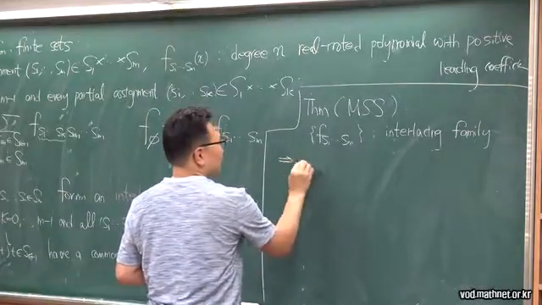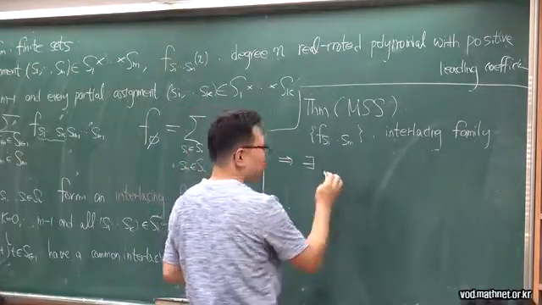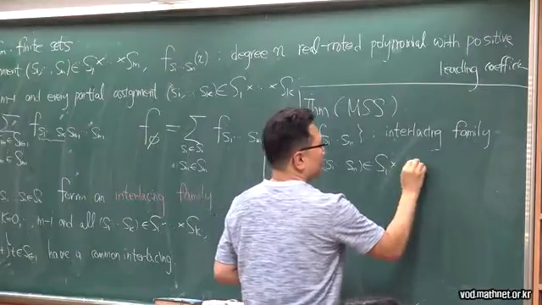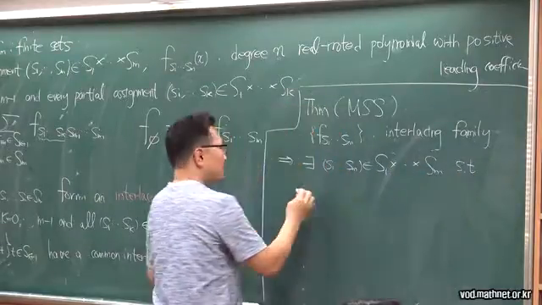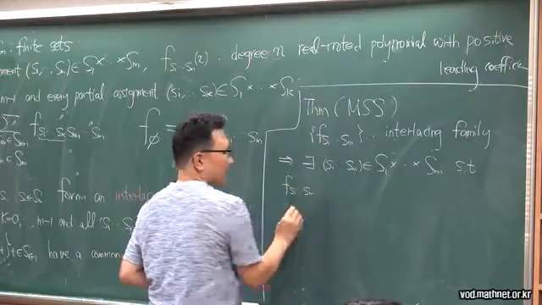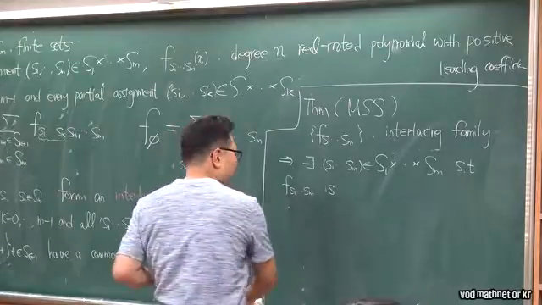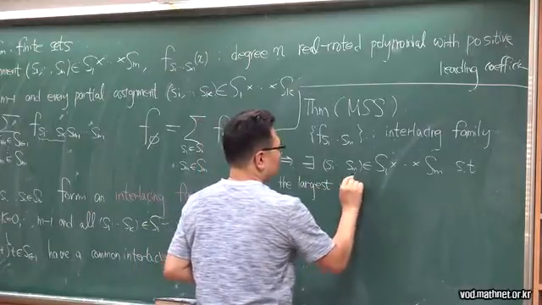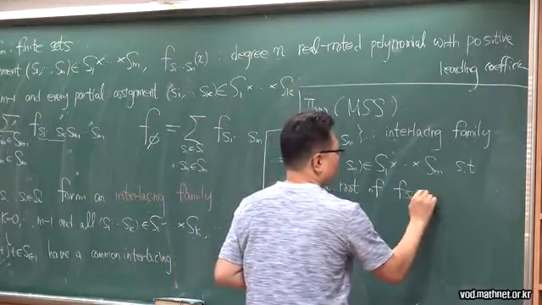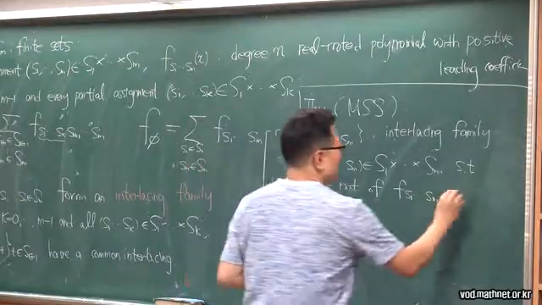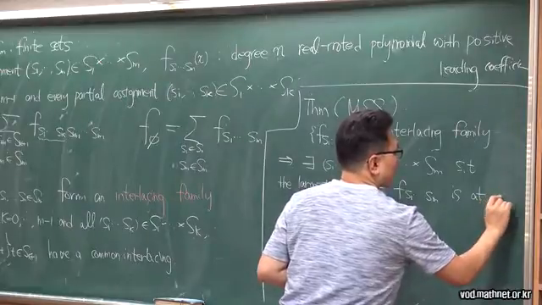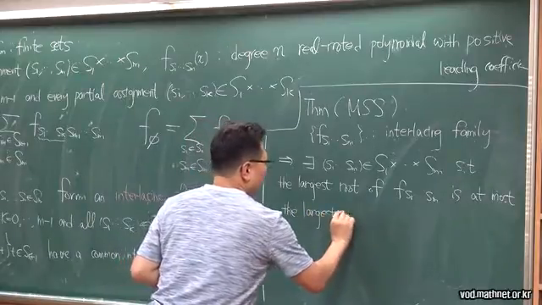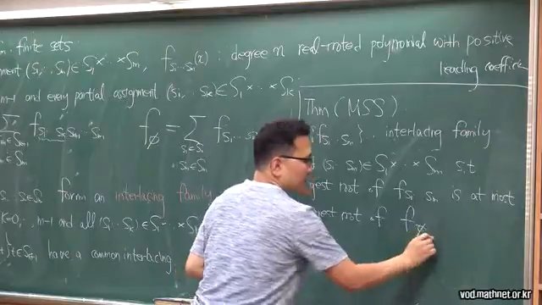Then there exists an assignment in this Cartesian product, such that the corresponding polynomial, this one, is at most the largest root of the sum of all polynomials in here.